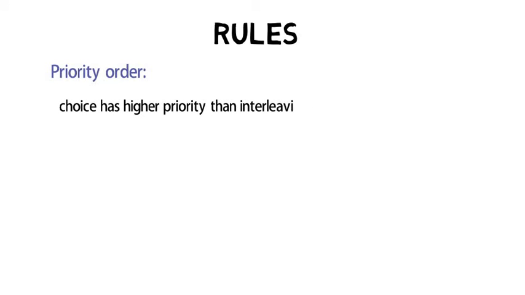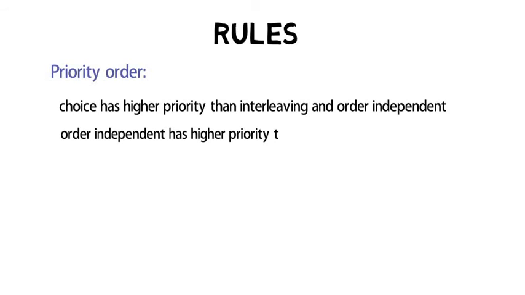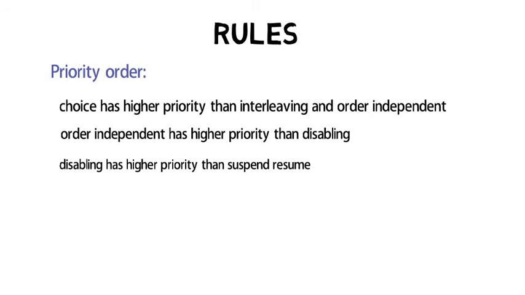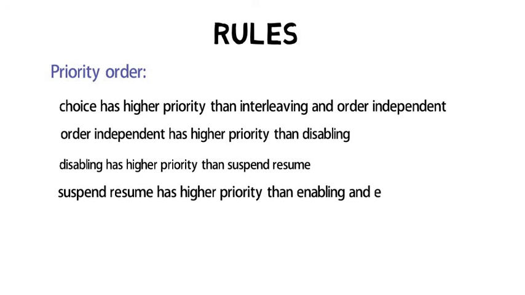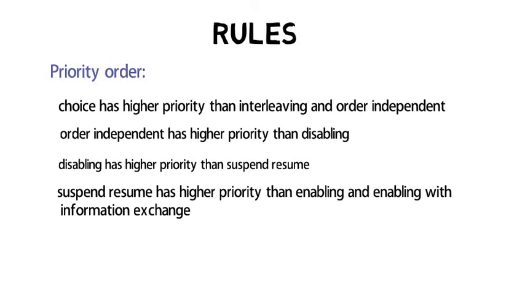Priority order rules illustrate in which order the tasks will be performed. So the choice relationship has higher priority than interleaving and order-independent relationships. The order-independent relationship has higher priority than disabling. Disabling relationship has higher priority than suspend and resume. Suspend and resume has higher priority than enabling and enabling with information exchange.